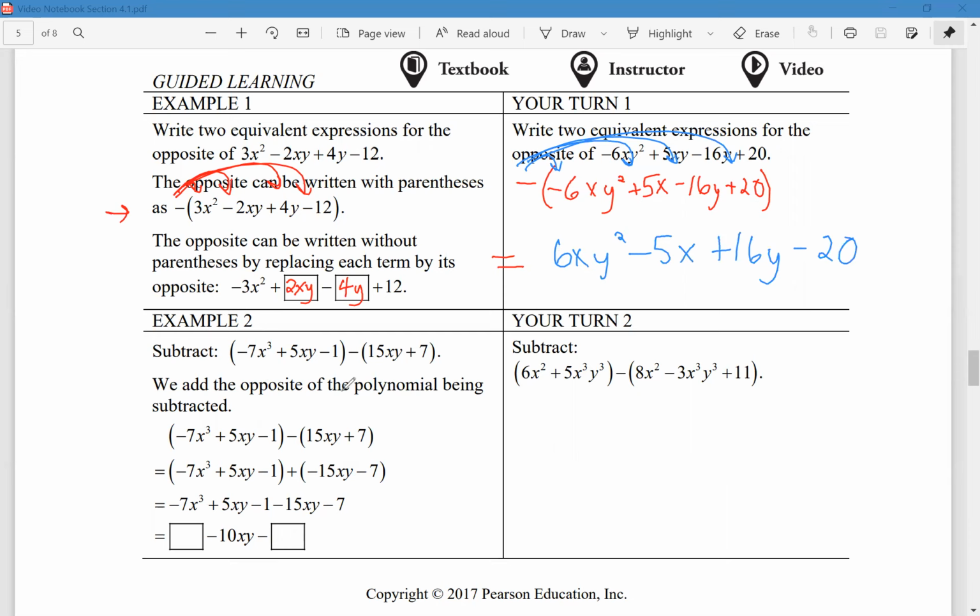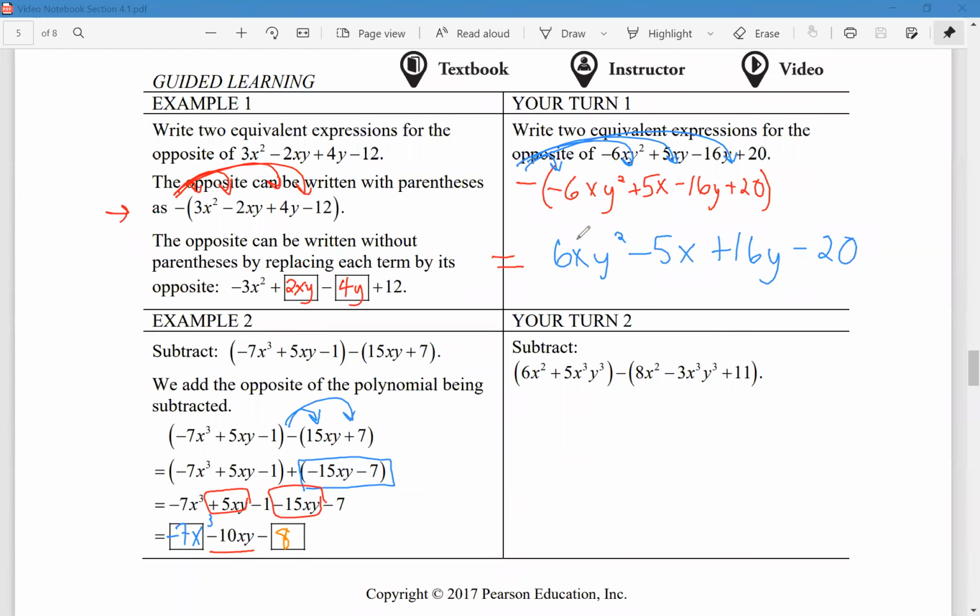So example 2, subtract. I'm going to start by adding the opposite. So it's negative 7x to the third plus 5xy minus 1 minus 15xy plus 7. Notice how we can change each of the signs in that second expression. So it becomes minus 15xy and then minus 7. Then we get to combine like terms. So our final answer would be negative 7x to the third. And then let's see, the 5xy and the minus 15xy become minus 10xy. And finally, the minus 1 minus 7 becomes minus 8.